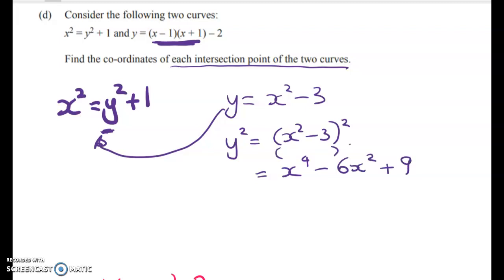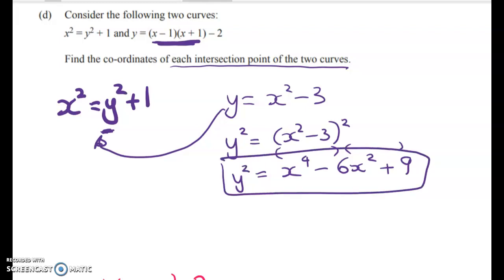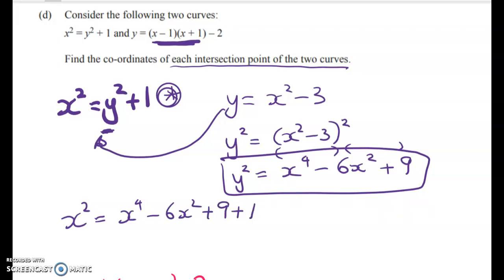So some of you will have had a slower step in there, which is all good. What I'm going to do now is take that expression, right? So I've got this y squared thing here, and I'm going to take it and substitute it into this equation that I'm marking with a star. So we get x squared is equal to x to the power of 4 minus 6x squared plus 9 plus 1.